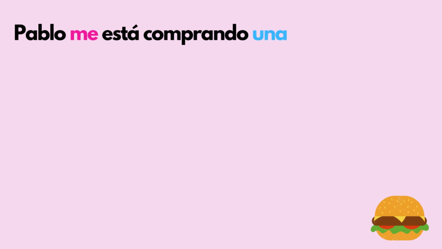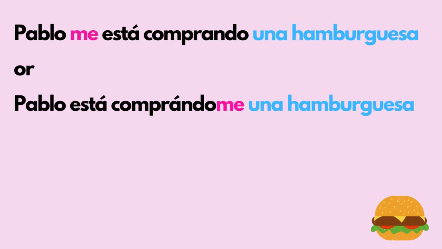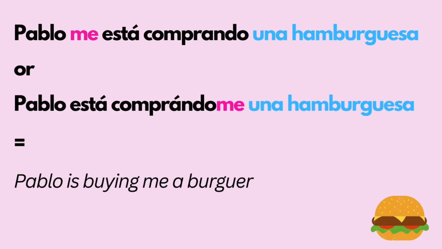Now, let's move on to the enclitic pronouns with the gerund. By the way, for those who don't know what the gerund is, in Spanish, in this case, it represents the progressive form of the verb, corresponding to the ing ending in English. Basically, it describes an action in progress. I will make a complete video about this topic. Now, let's analyze some interesting sentences. Pablo me está comprando una hamburguesa, or Pablo está comprándome una hamburguesa. Pablo is buying me a burger.